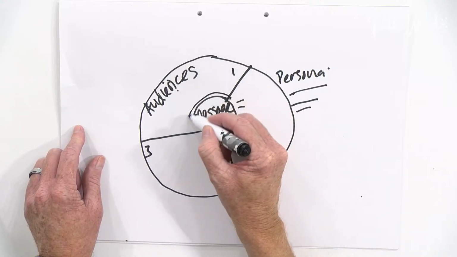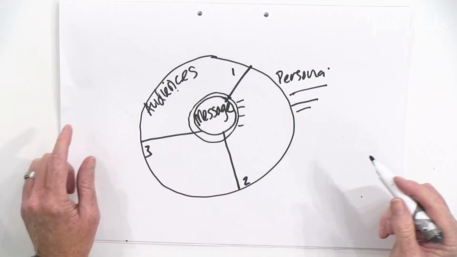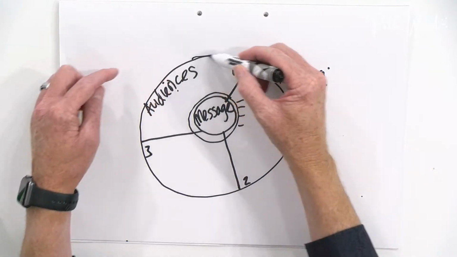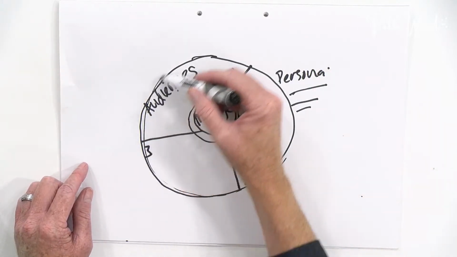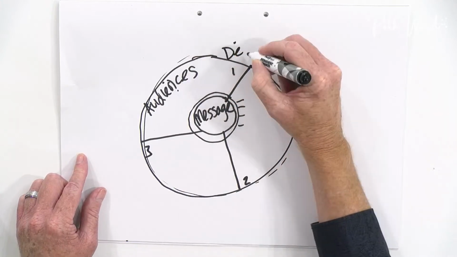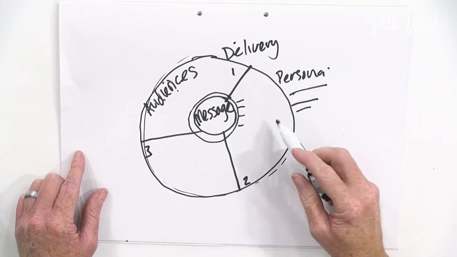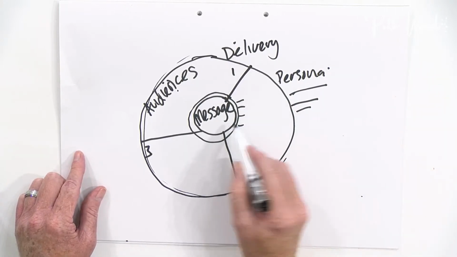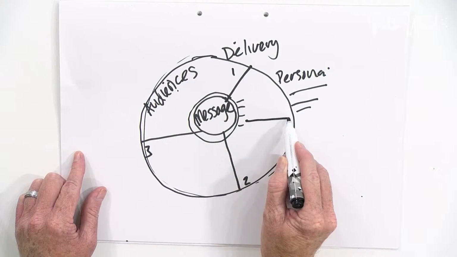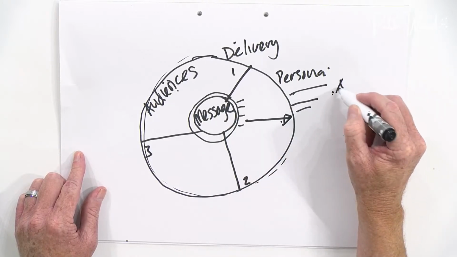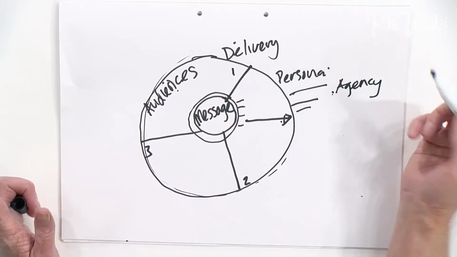This is an interesting thing. Your message never changes. You've sorted your message out. But the delivery out here, this is the delivery of that message, can change depending on who you're talking to. So you're talking to this persona here, you slightly change your messaging to make that, maybe that was an agency, agency owner.